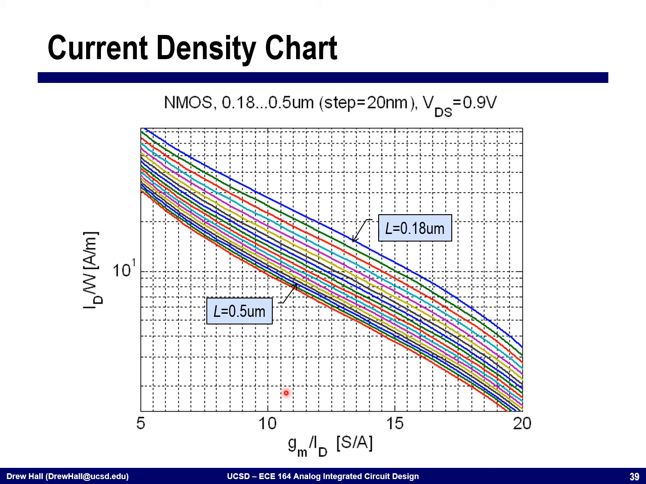for example, at gm over ID of 10, I take this point for a 0.18 micron channel, and that means that I'm going to set the current density equal to 30 amps per meter. Once I know the current through this device, this allows me to size the width of the device. Now I have W, now I have L, and I've biased this transistor at the gm over ID that I want.